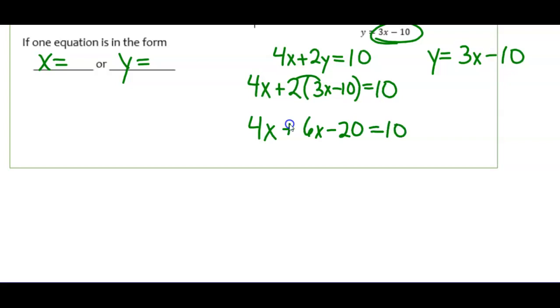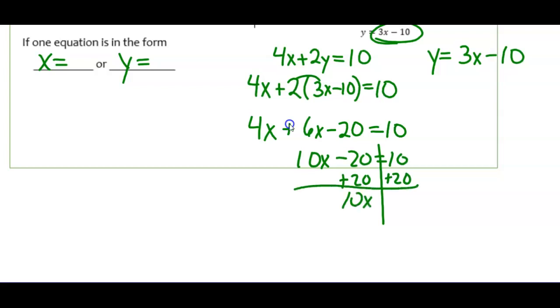Equals 10. Now I have to solve. What is my first step to solve? 10x. Add my x's. Good. 10x minus 20 equals 10. Add my 20. So I get 10x equals 30. Divide by 10. X equals 3. Fantastic. Now what do I do with that?